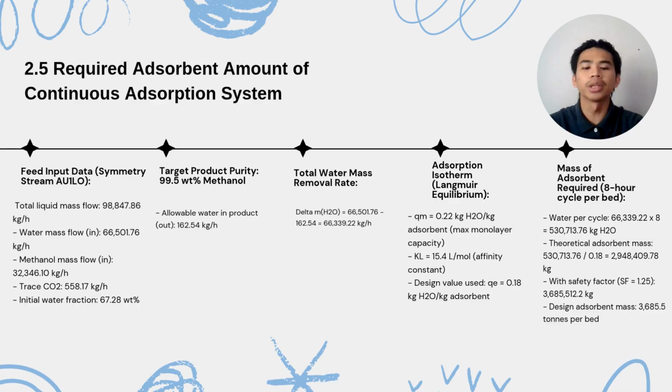Based on the Langmuir isotherm, we use our conservative design equilibrium capacity of 0.18 kg of water per kilogram of adsorbent. For an 8-hour operating cycle per bed, total water absorbed is roughly 530,714 kg. Dividing this by our equilibrium capacity gives a theoretical adsorbent mass of 2.59 million kg, applying a 1.25 safety factor for bed degradation and flow distribution.